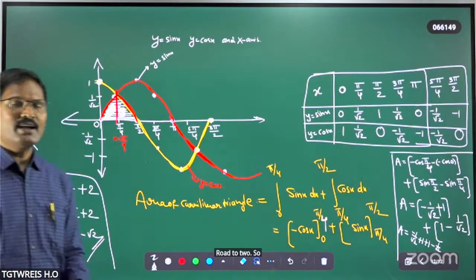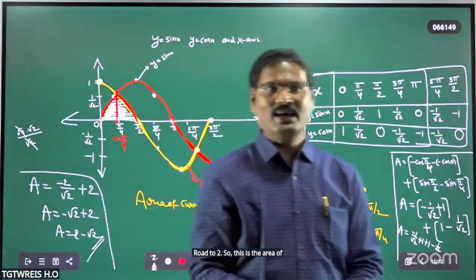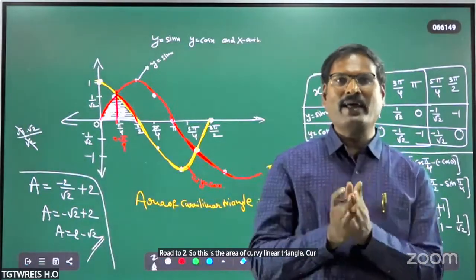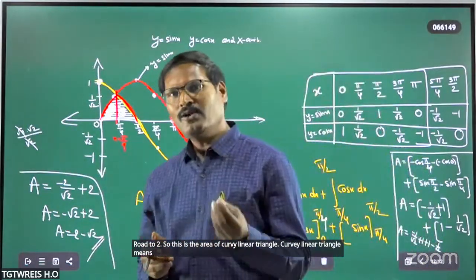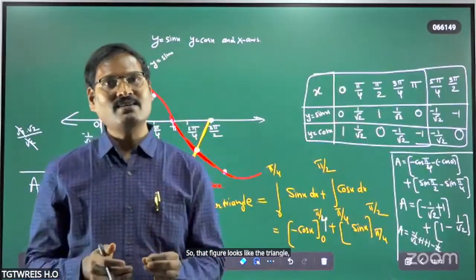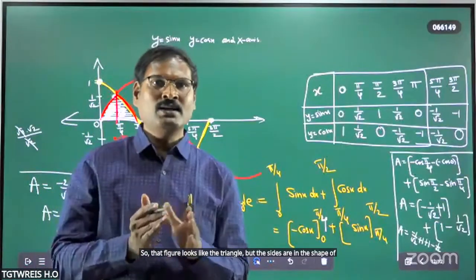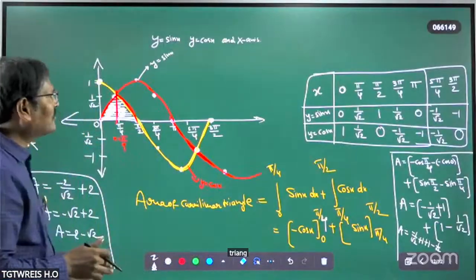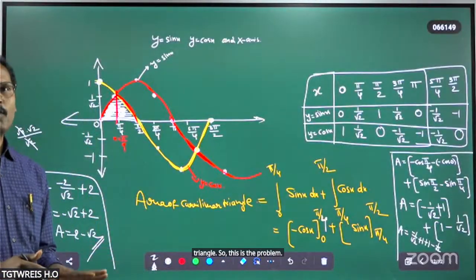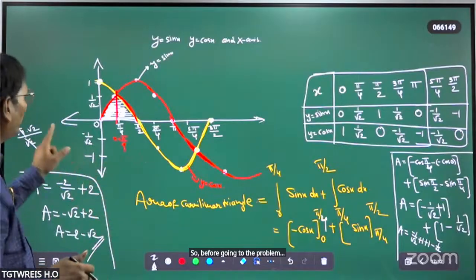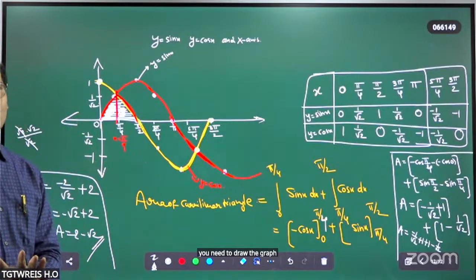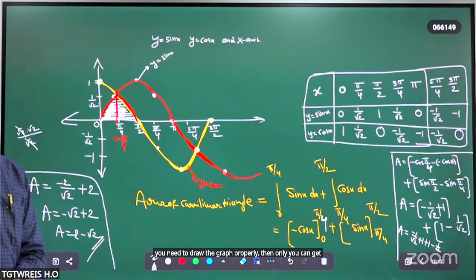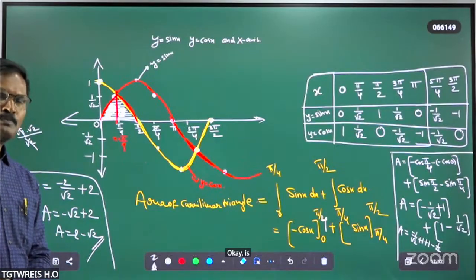So this is the area of the curvilinear triangle. Curvilinear triangle means the figure looks like a triangle, but the sides are in the shape of curves. So it is different from our traditional triangle. So this is the problem. Before going to the problem, you need to draw the graph properly. Then only you can get the answer. Okay, is it clear to everyone?